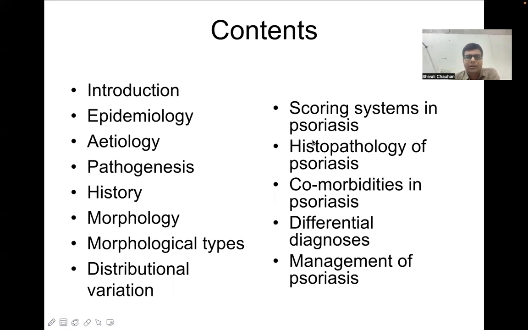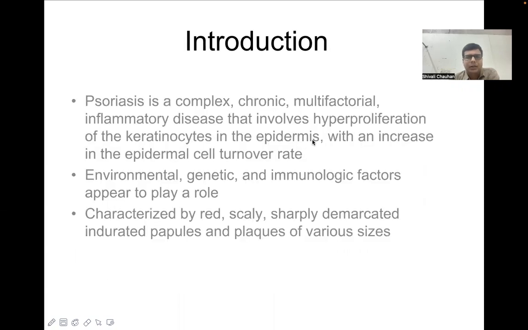So what are we going to discuss? Its introduction, epidemiology, etiology, pathogenesis, history, morphology, morphological types, distributional variation, scoring system in psoriasis, histopathology, comorbidities, differential diagnosis, and management of psoriasis. So psoriasis is a complex chronic multifactorial inflammatory disease that involves hyperproliferation of keratinocytes in the epidermis with an increase in the epidermal cell turnover.